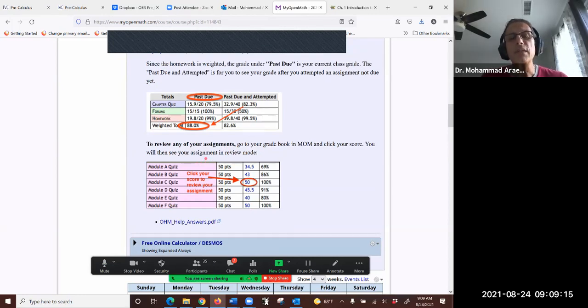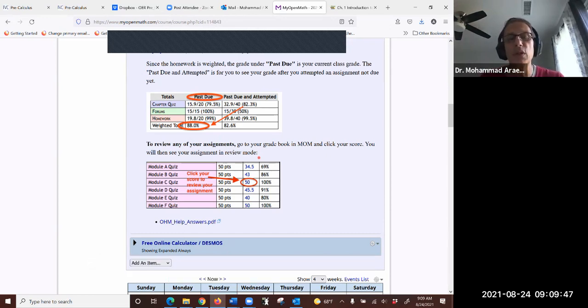If you want to review an assignment, take a look, it tells you how to do that. Go to the gradebook in MOM. Here's the assignment you want, for example. In front of it, you see this blue mark. Click on it. Then you will see this assignment in review mode. And you can review, for example, the homework, or more importantly, the exam. You just took the exam. After it expires, it becomes available to everybody. You can check it out.